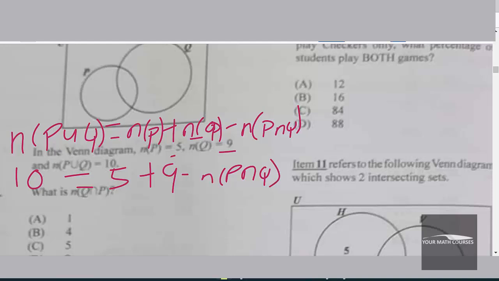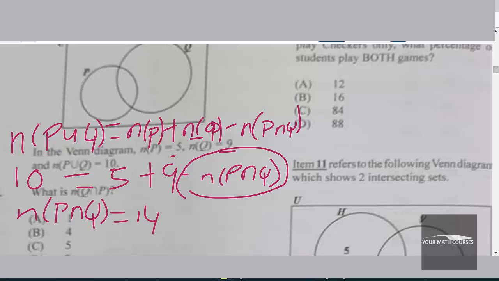Now 5 plus 9 is 14. But I'm going to move this negative thing all the way to the other side to become positive. So number of P intersection Q will be equal to 14, which is 5 plus 9, then minus 10. So that will be equal to 4. So the correct answer is B.